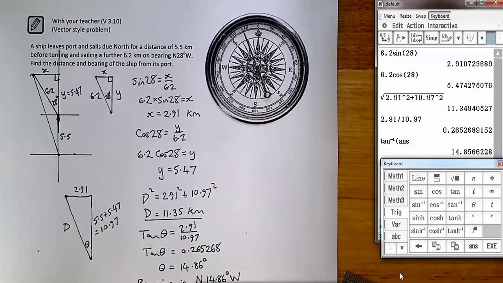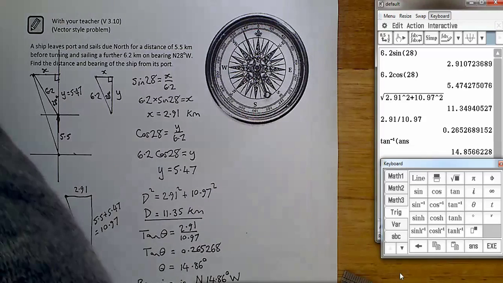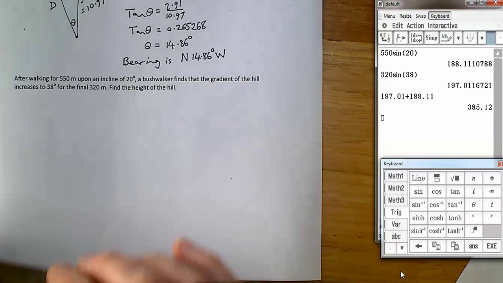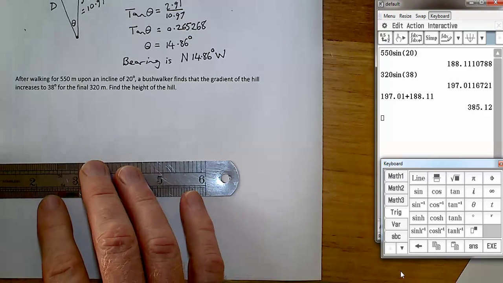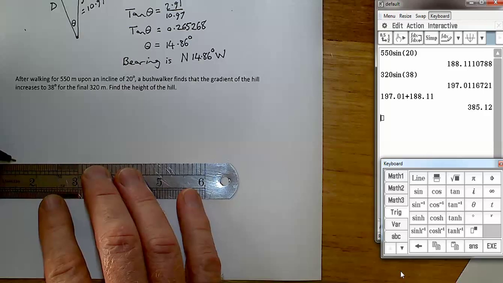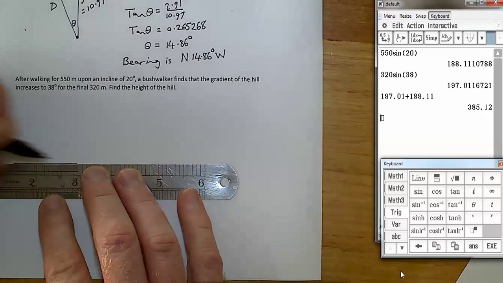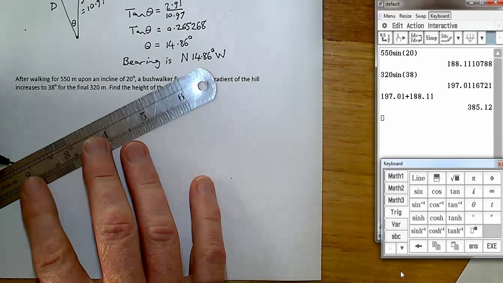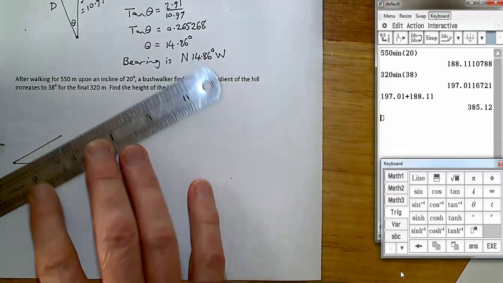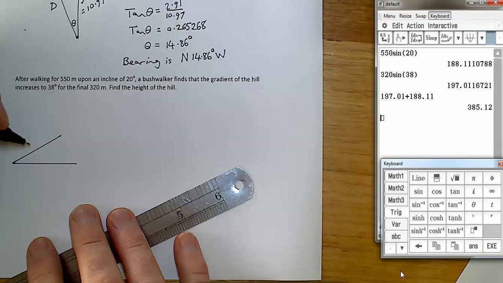I'll just pull my paper up there. The last question that we're going to do works like this. There's a bushwalker who walks 550 metres up an incline of 20 degrees. Let's start our diagram. So it's a bit like this, 550 metres, with that angle is 20 degrees.